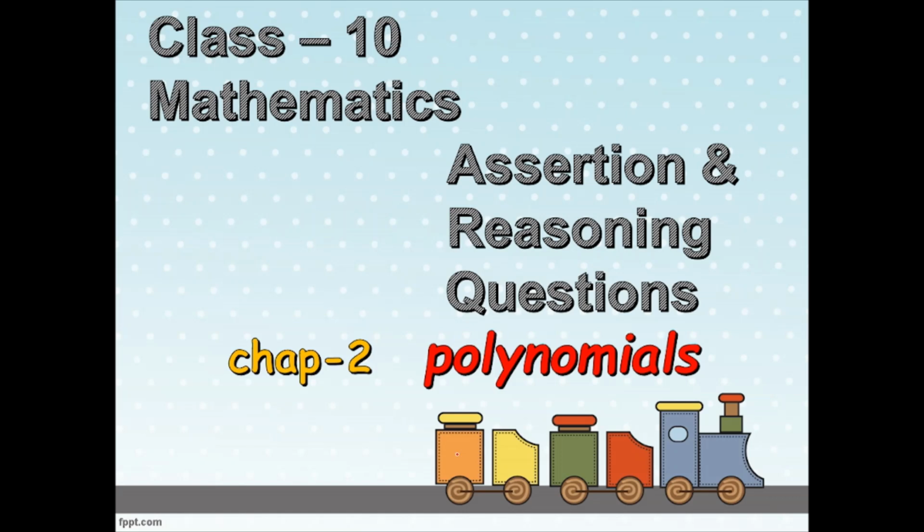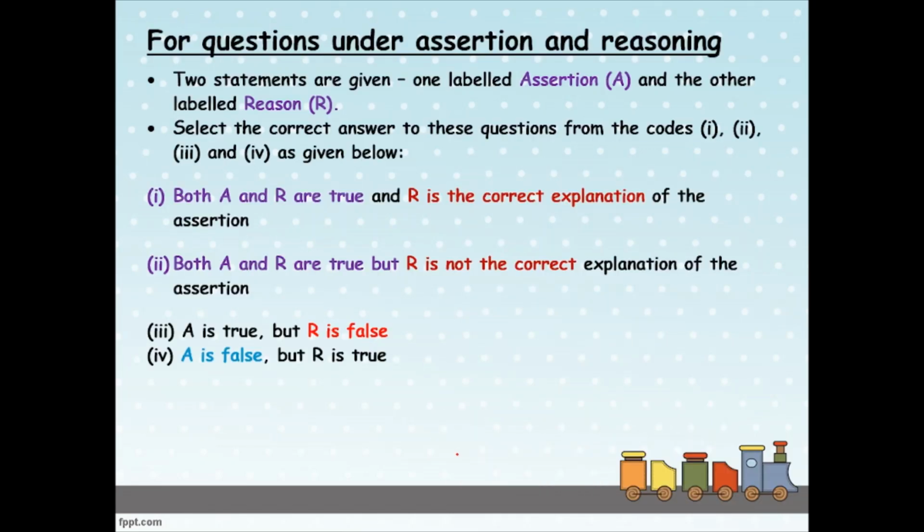Hello children, this is class 10 mathematics, assertion and reasoning questions, chapter 2, polynomial. We already know in our question pattern, total marks are 80, first 20 questions are MCQs. In that, question number 19 and 20 are based on assertion and reasoning.